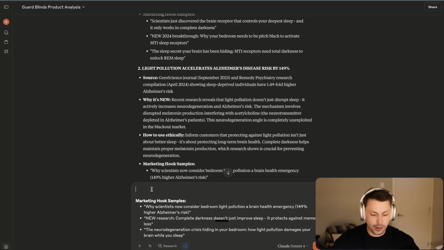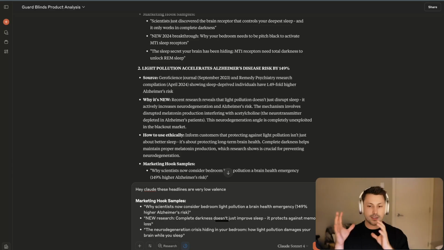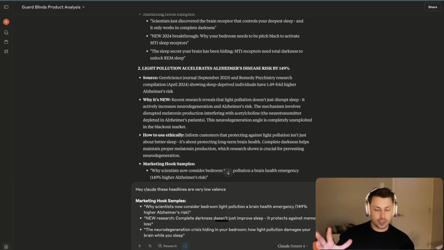And so here's how I recommend doing it. We say, hey, Claude, these headlines are very low valence. And for those of you that don't know what low valence means, it basically means they make people scared. Okay. So there's a valence and intensity scale. This is not something I'm going to talk about in Origins, but just understand that valence means the emotional scale, so high valence, low valence. High valence means positive, low valence means negative. Okay. And then intensity is how positive or how negative.